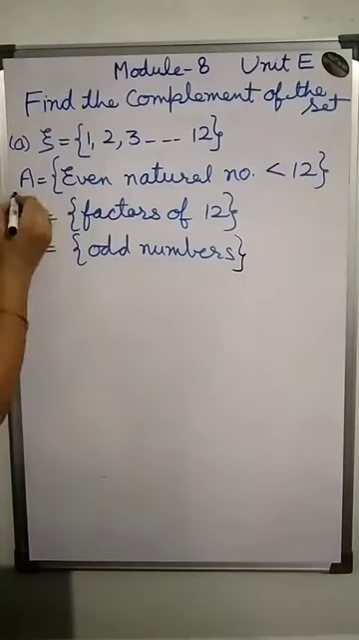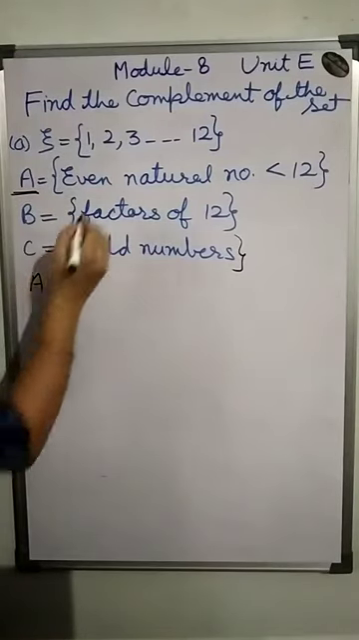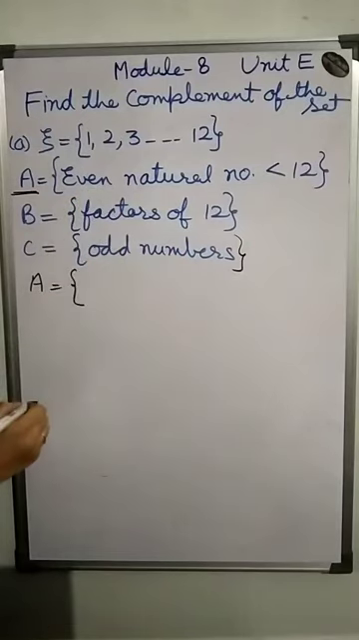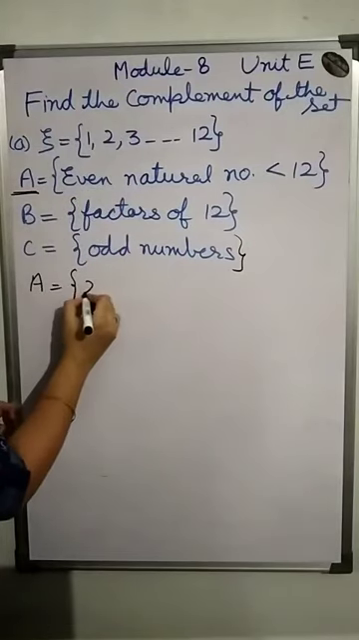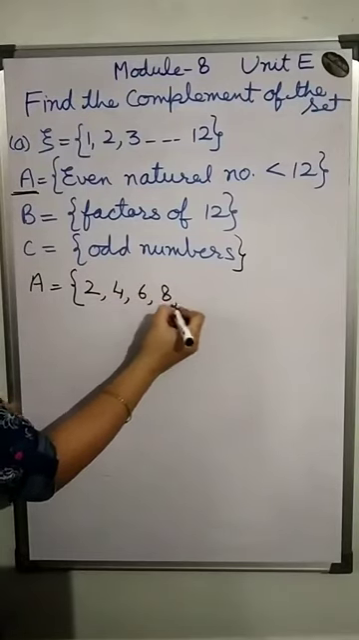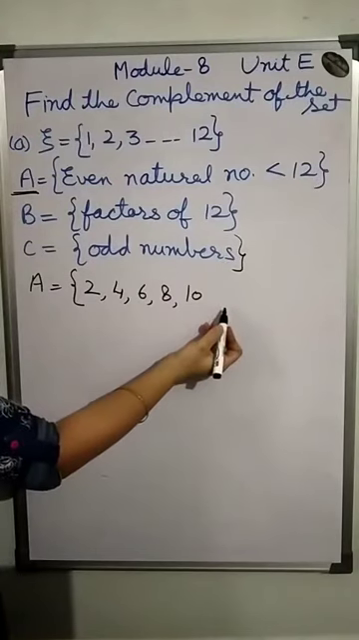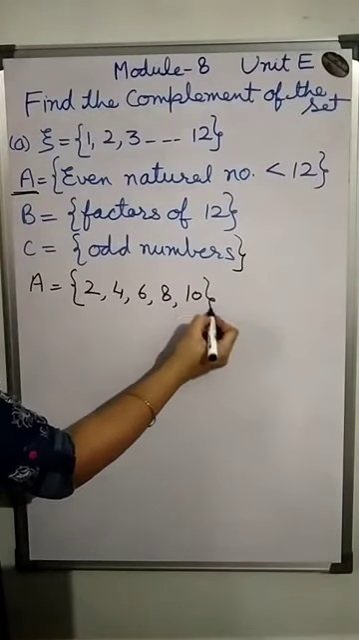First we calculate the value of A, the elements inside A. Even natural numbers means 2, 4, 6, 8, 10, less than 12. The next even natural number is 12. So we write down till here.